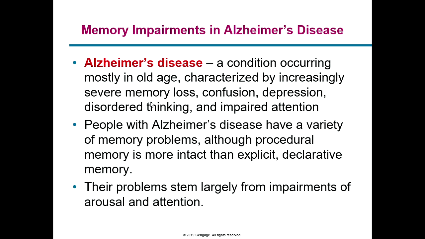So, memory impairments and Alzheimer's disease. Again, Alzheimer's disease is a condition where you experience memory loss, confusion, depression, disordered thinking, and impaired attention. There is some association between genetics and Alzheimer's, but they are seeing that a lot of it is actually cultural. A lot of it is because of the social context. And the book brought up the story about the isolated tribe, and even the people that have the genes for Alzheimer's don't actually ever get Alzheimer's. So again, there are some epigenetic factors there, where the social context influences your gene expression. So it could be that Alzheimer's is associated with the cultural context, and that is then activating the Alzheimer's genes. Okay, but their problems largely stem from impairments of arousal and attention.